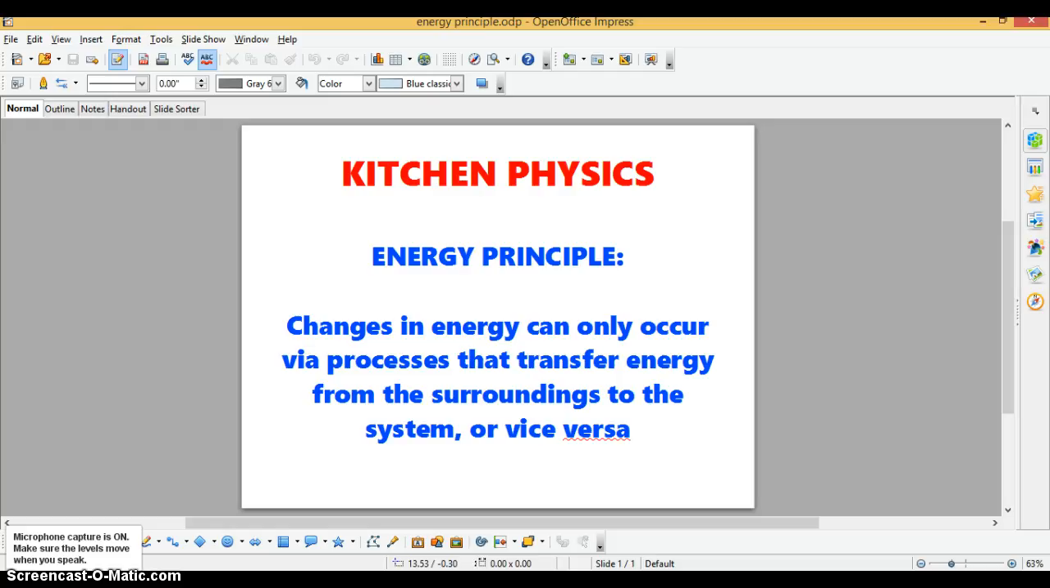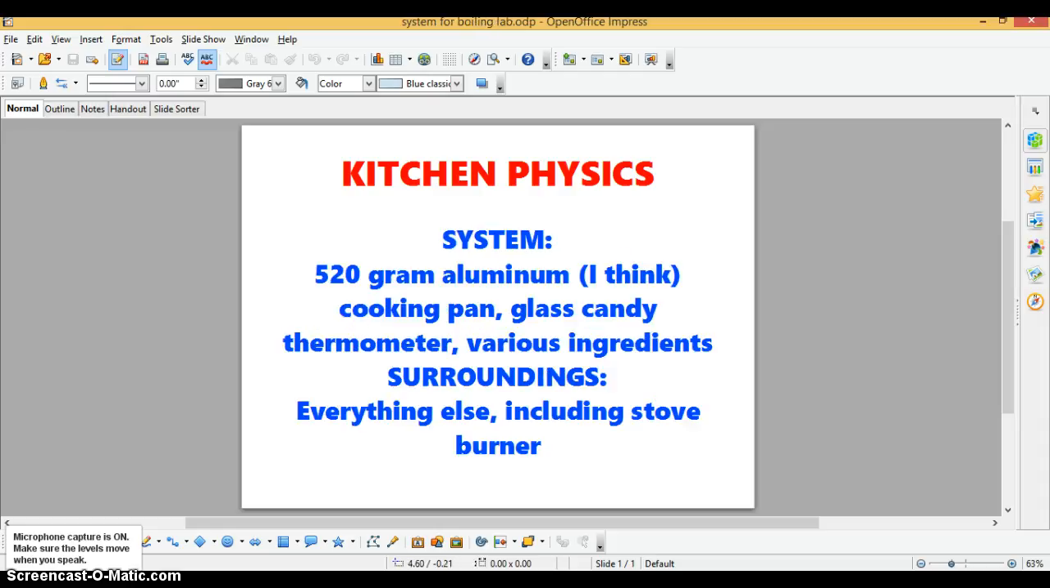The energy principle states that changes in energy can only occur by processes that transfer energy from the surroundings to the system, or vice versa. For this experiment, my system was my cooking pan, my ingredients, and my candy thermometer. The surroundings included everything else, including the stove burner.